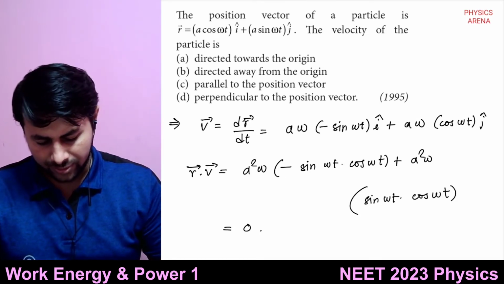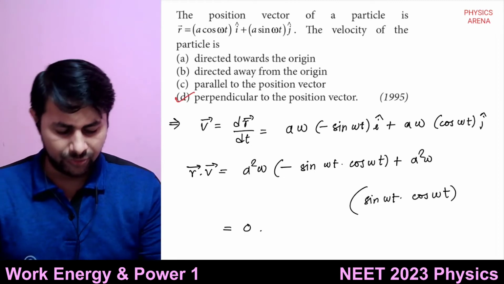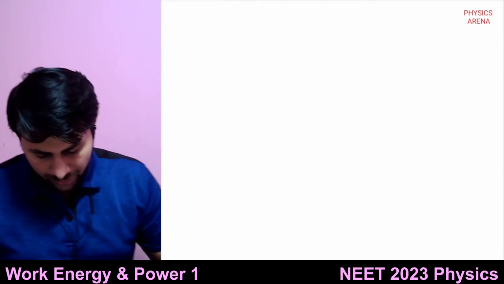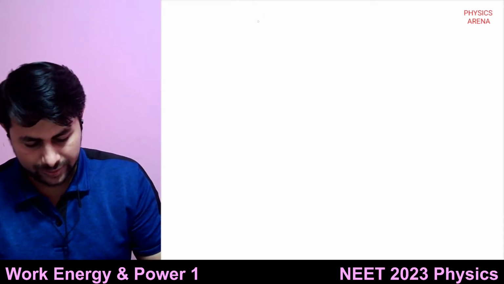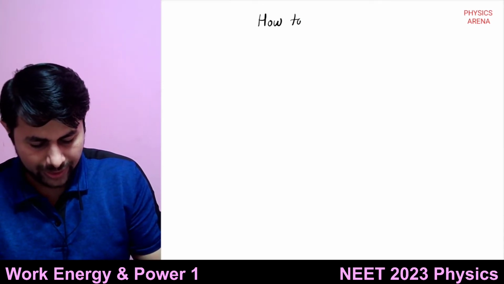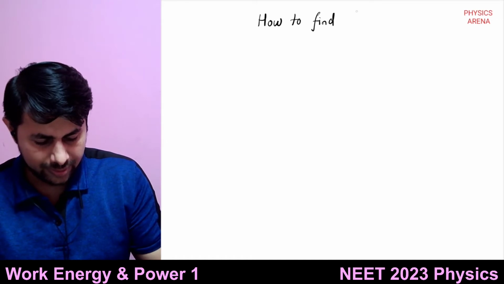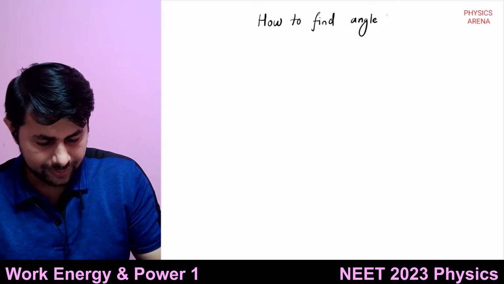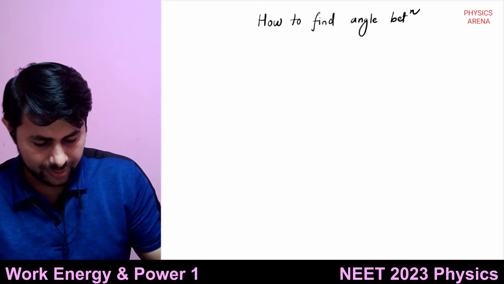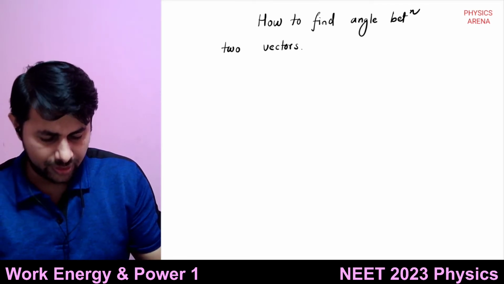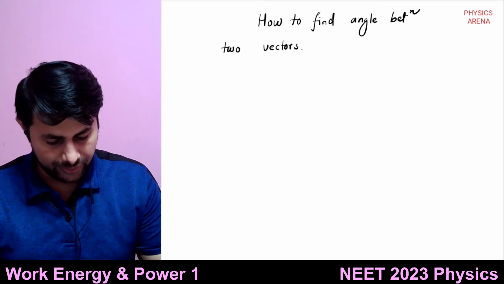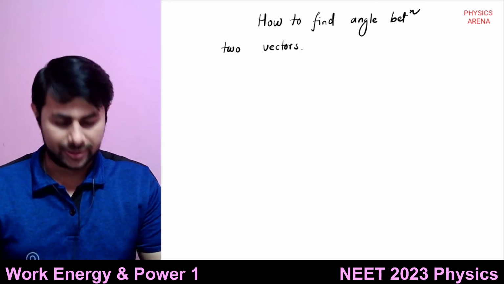Okay, so this is how we can check. So next we will see how to find the angle between two vectors. So this is one use of the dot product of two vectors, finding the angle between two vectors.